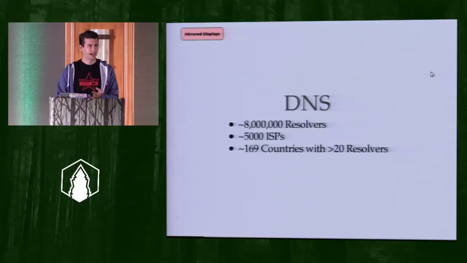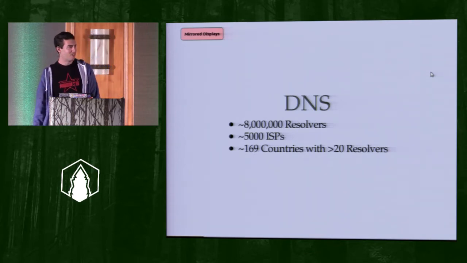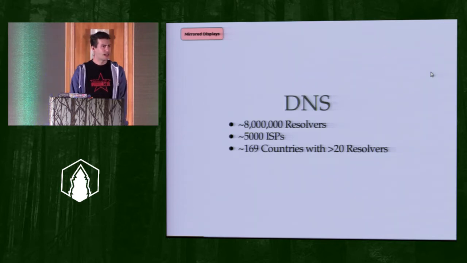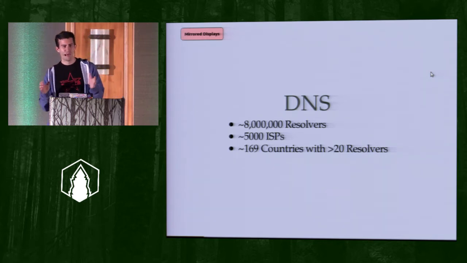And you do this by just sort of asking all 4 billion IP addresses to resolve things for you. And the 8 million of them get back to you. And those 8 million are in 5,000 different ISPs. And there's roughly 170 countries that have at least 20 of them. And that's pretty cool, because once we get 15 or 20, we can start to not just say, I trust this server to tell me things, but rather I can do some statistical significance things and be like, well, everyone's telling me the same thing, so that's a good sign.